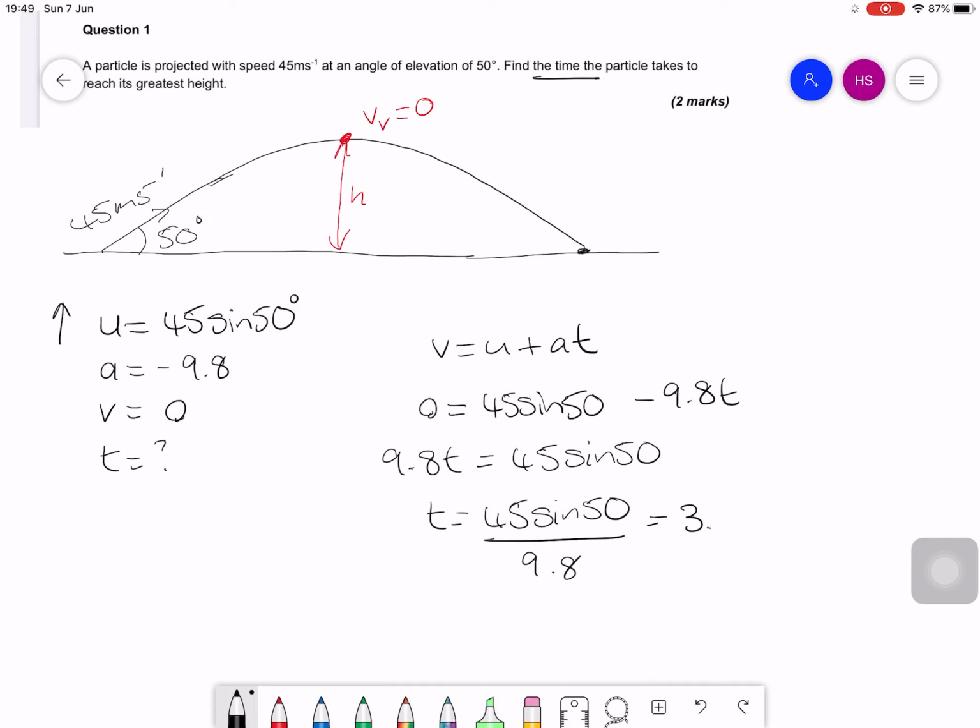is 3.51755, but because I've used g to two significant figures, it only really makes sense to give my answer to two significant figures, so that's going to be 3.5 seconds.